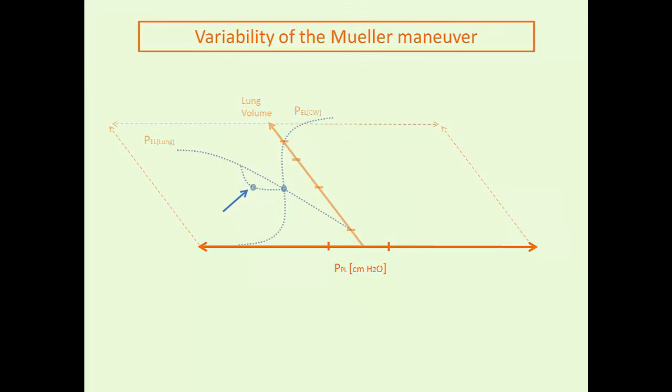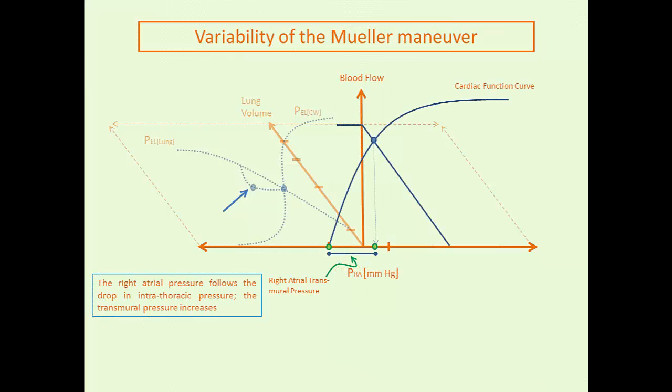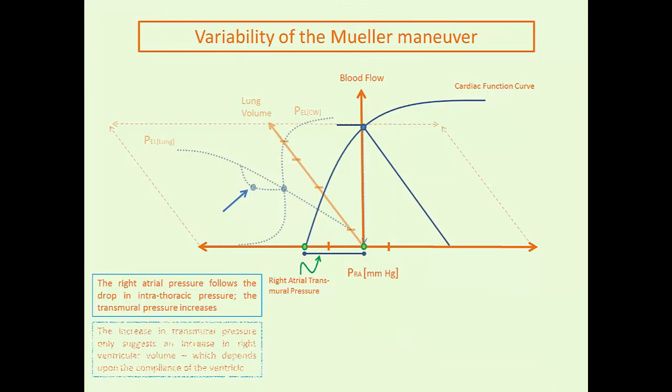So again, this is our Mueller, a drop in intrathoracic pressure with no change in volume. Superimpose the Guyton analysis. It's going to tend to distend, as we've seen a whole lot already, your right atrium and right ventricle, and increase your cardiac output. And that's a function of increasing venous return to the right heart.